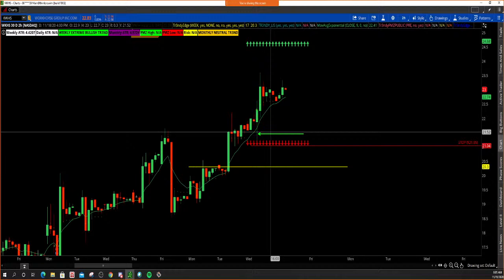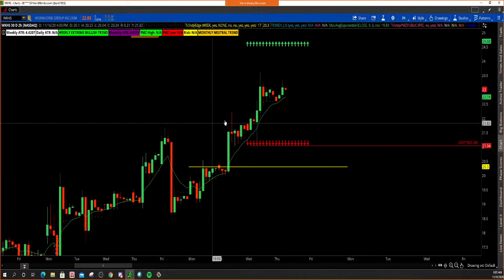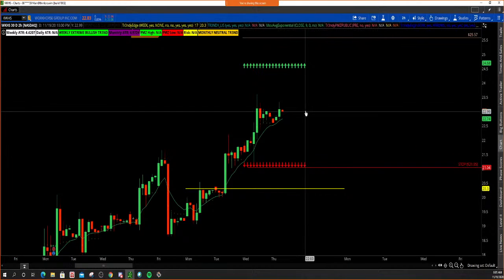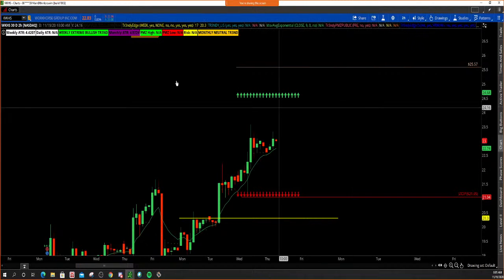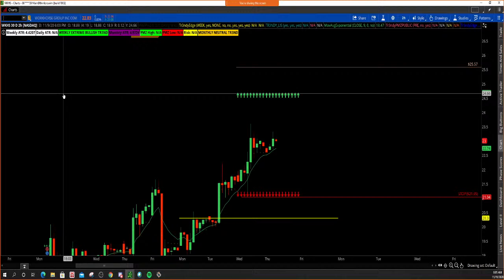For me, I'm going to wait that entire 2 hours if I'm on a 2 hour time frame, and I got to see that it can hold up. If it holds up, then I continue trading it. Same thing here going into today. Again, targets to the upside for Workhorse.